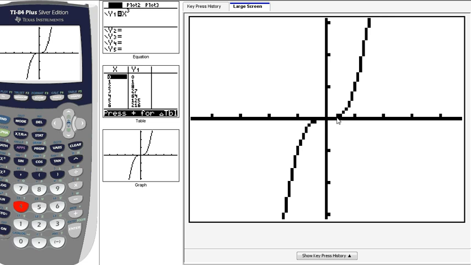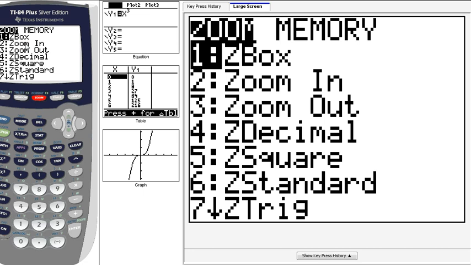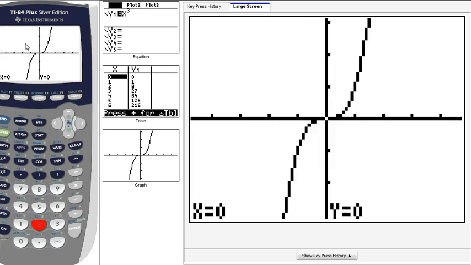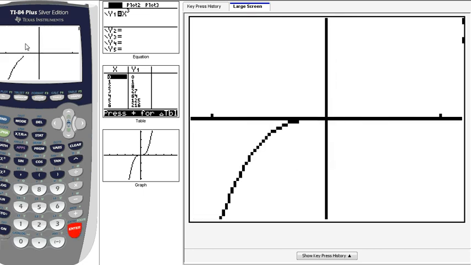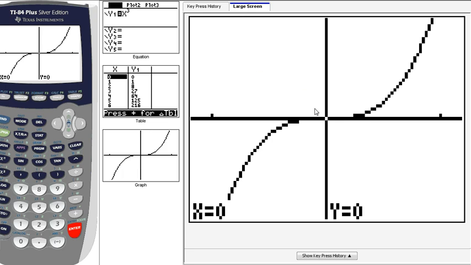Is it really going to flatline? Like, is this really 0? I mean, maybe it is. Let's just zoom in then. All right, press the zoom button, and then press number 2, and then press enter. Oh man, maybe it does go to 0.